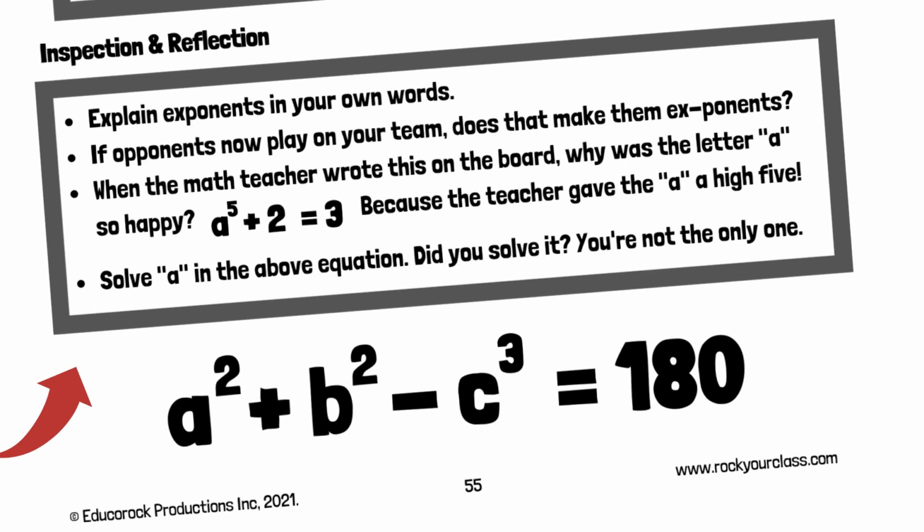Explain exponents in your own words. If opponents now play on your team, does that make them exponents? When the math teacher wrote this on the board, why was the letter A so happy? A to the exponent 5 plus 2 equals 3. Because the teacher gave the A a high five. Solve A in the above equation. Did you solve it? You're not the only one.